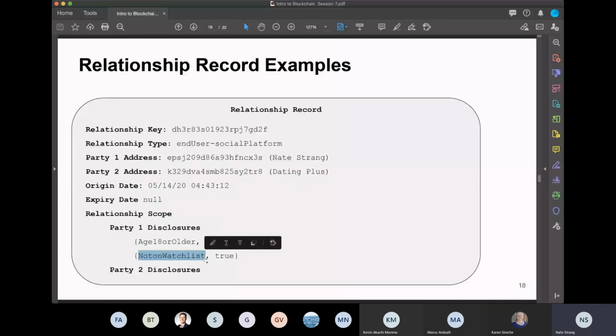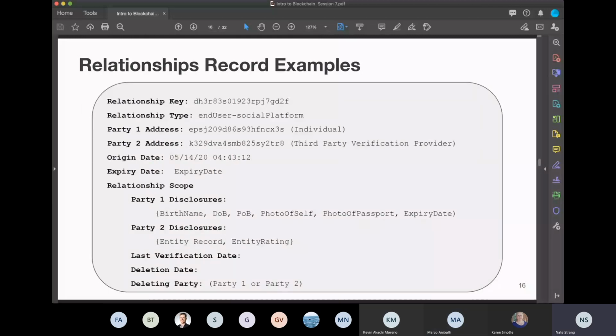And so the dating app can actually permit access to the user, to me, without seeing any of my personal identity information that I'm storing on my identity record or within any of my relationships. Remember, this verification is stored in a relationship, not directly in my identity record.